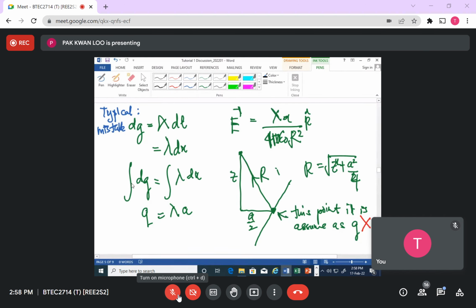I'm talking now about this solution. So when you do this, you're assuming that the entire Q, I mean, you calculate the entire charge of the line first. And then you substitute this as Q divided by 4 pi epsilon naught R squared, which is a point charge. But this is a line charge. You can't assume that this is a point charge. The entire charge here is concentrated at this point.